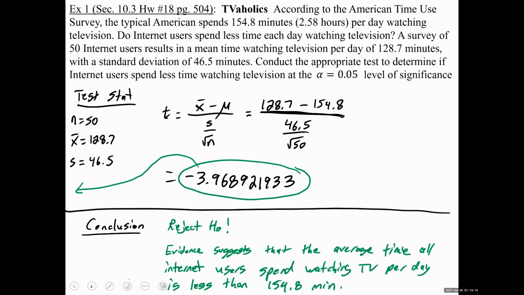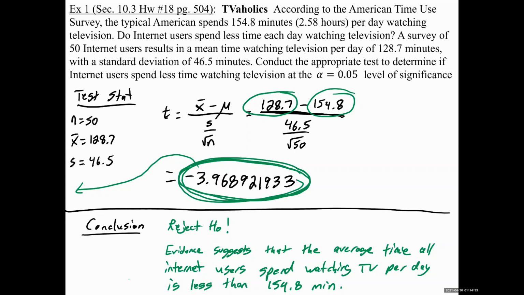When you calculate the test statistic, I'm trying to figure out how far apart the 128.7 is from the 154.8. The answer is negative 3.9, about negative 4 steps apart. Now, is 4 steps apart close together or far apart? Remember earlier today I said 3 is the rule of thumb? Well, we're throwing that out. 3 is not the rule of thumb.